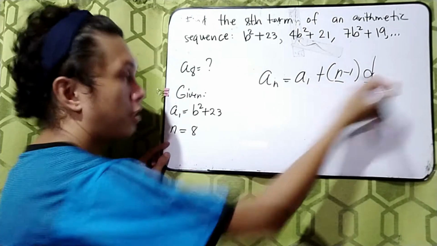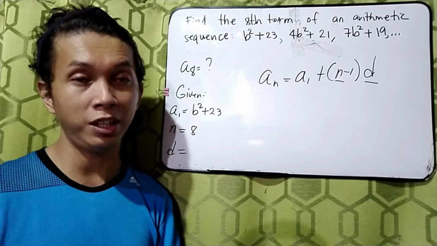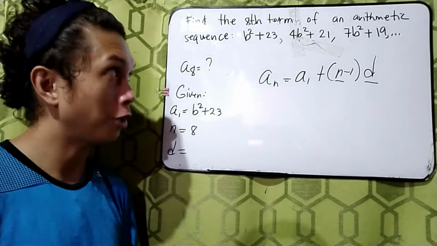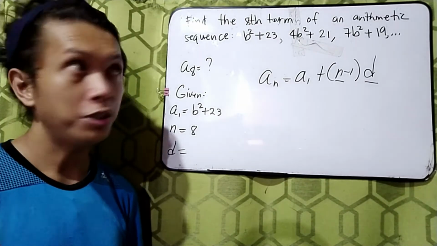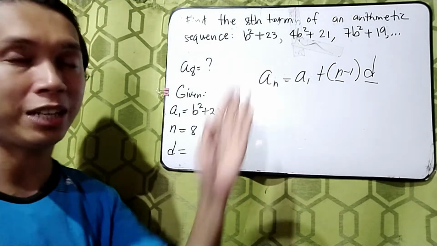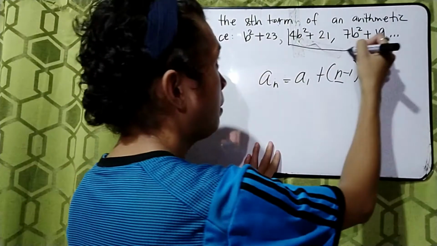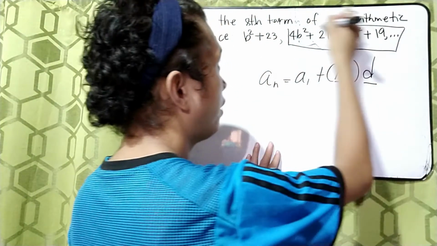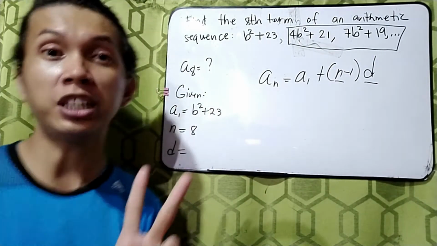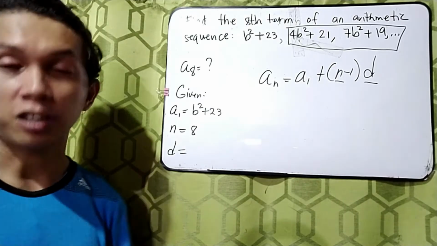Next, we are going to look for the common difference. If you try to recall in our previous videos, common difference is the number that we add to get the next term. In getting the common difference, we need to get two consecutive terms from the given sequence and then subtract them. So for example, we are going to get 4b squared plus 21 and 7b squared plus 19. These are the two consecutive terms that we are going to subtract in order to get the common difference.